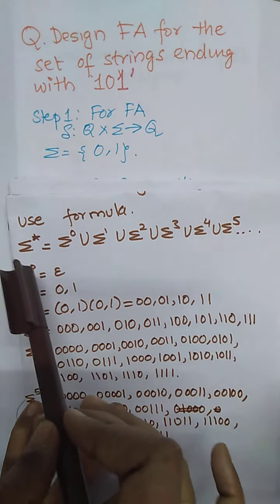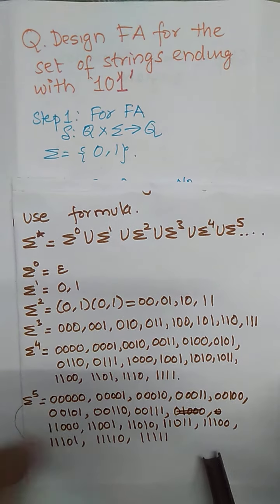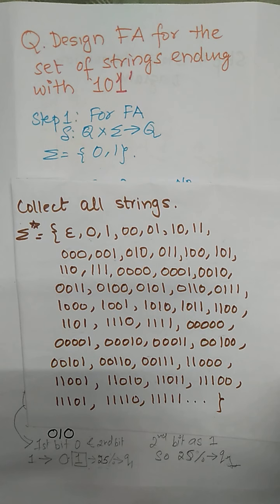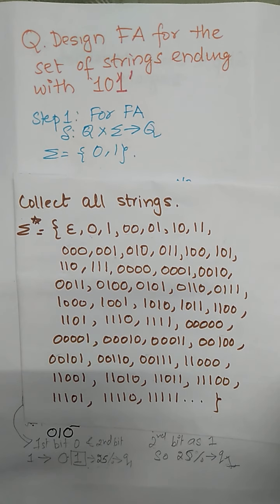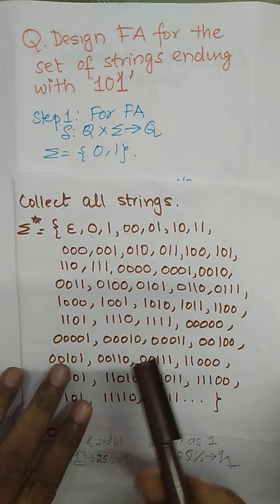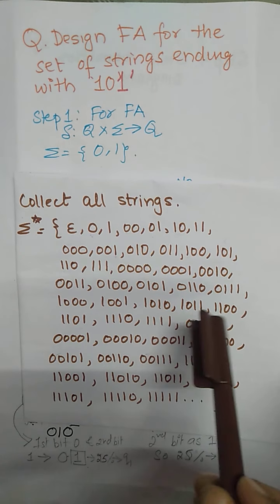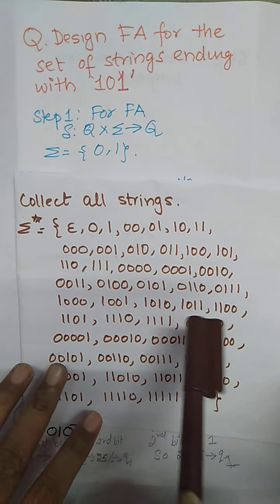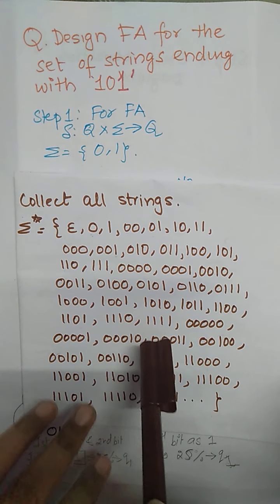So what do we have to do? We have to calculate the sigma closure. After finding the sigma closure, we are going to collect all the strings. After collecting all the strings, we are going to consider only the strings according to the requirement. For example, 101, then 0101, and so on.